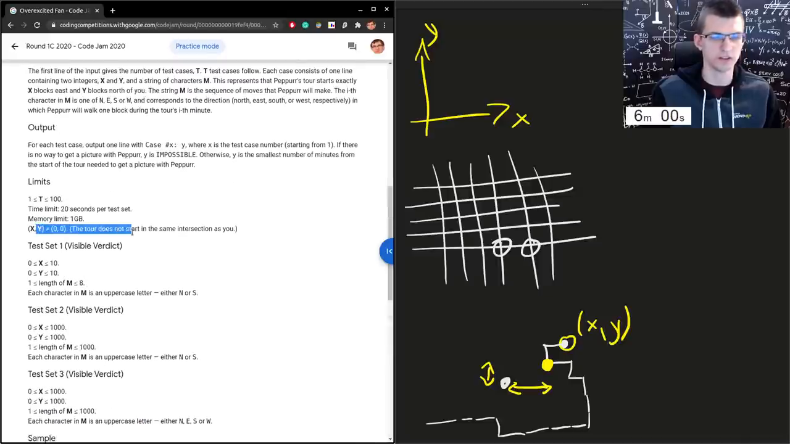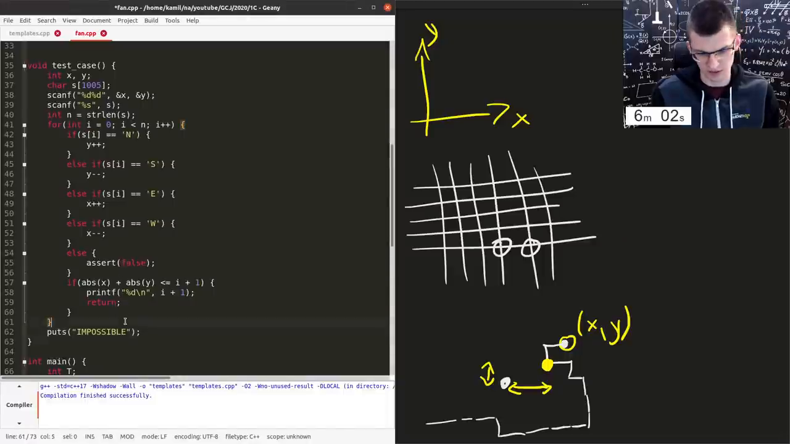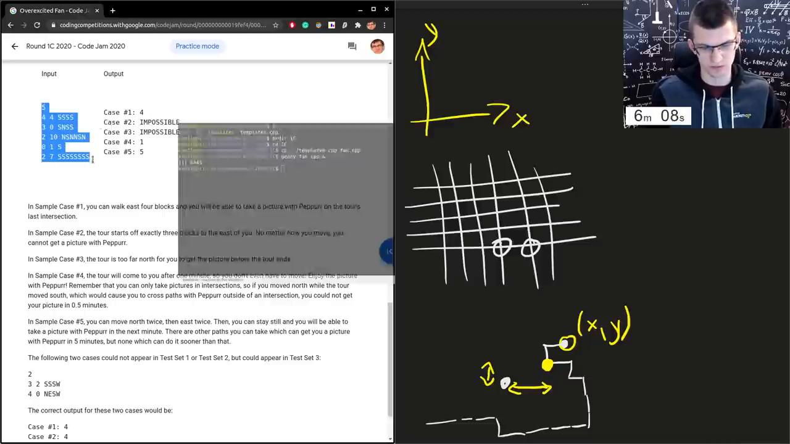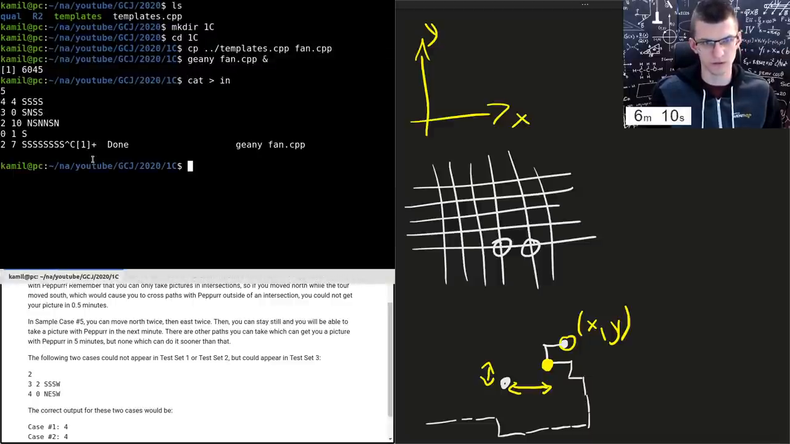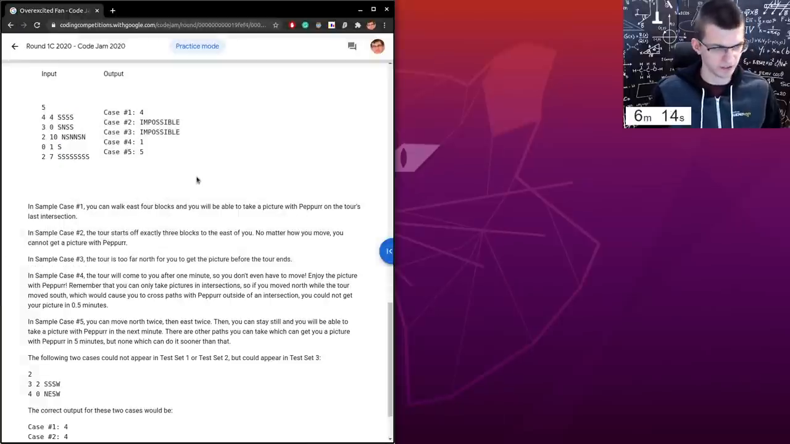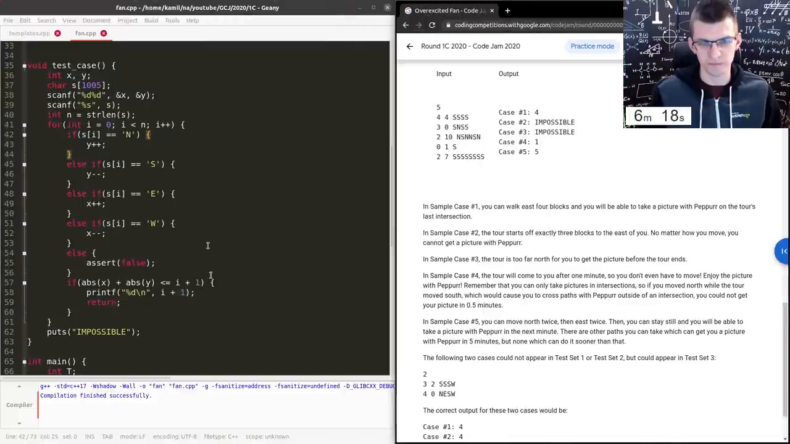No, the initial point isn't 0, 0. So it's not that before the for loop I can already be there. Copy the sample test. Actually, this drawing is very inconvenient for me. It will be easier this way.